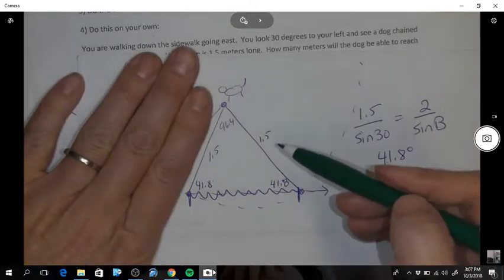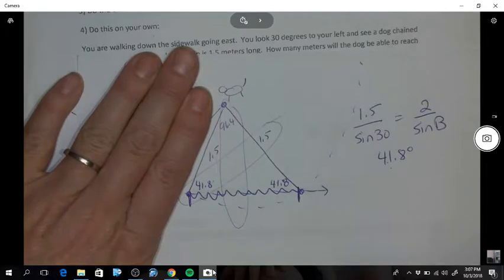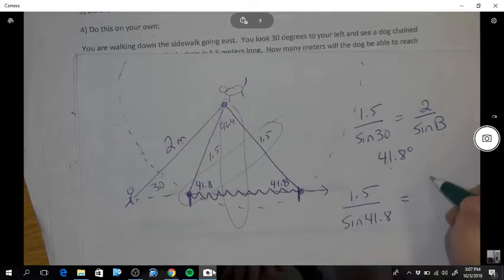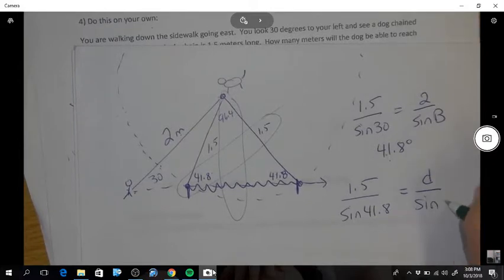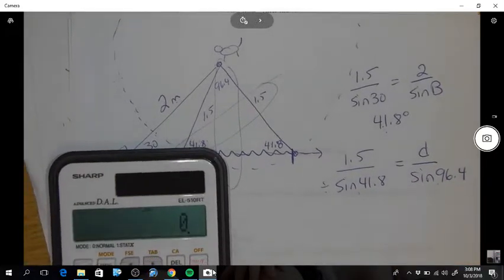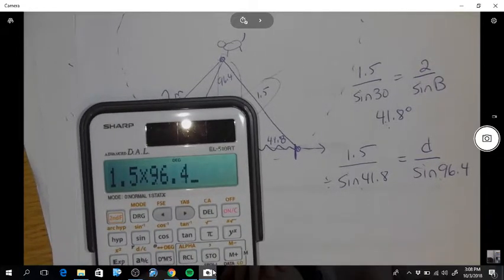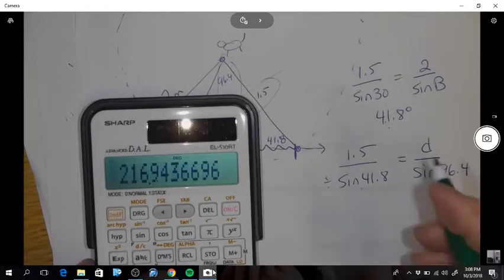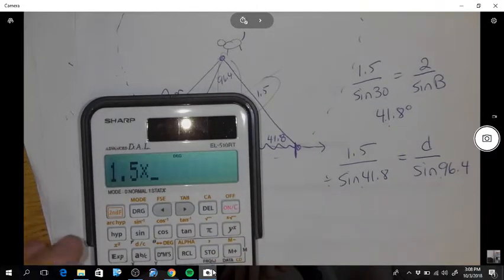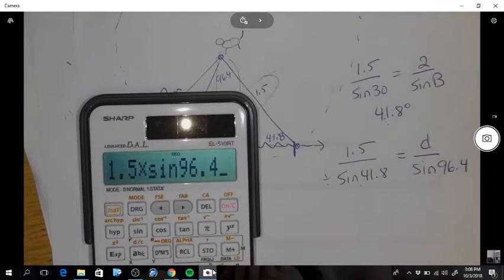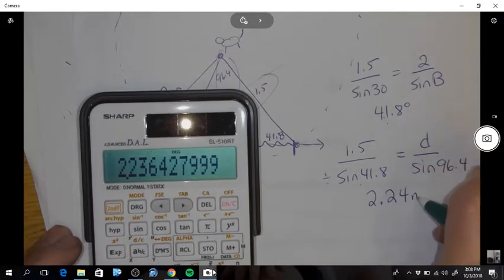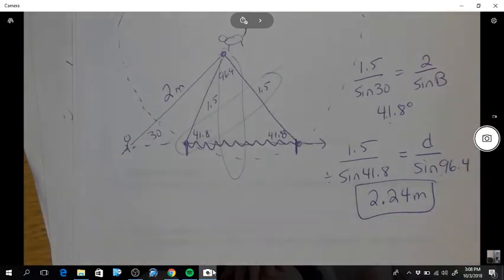Now, covering that up, I can go sine law with those. So 1.5 over sine 41.8 equals, let's call it D for danger zone, over sine 96.4. Multiply, divide. So we're going to go 1.5 times sine 96.4 divided by sine 41.8 equals 2.24 meters. Okay, that's it for word problems today.